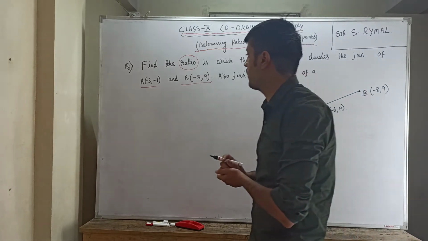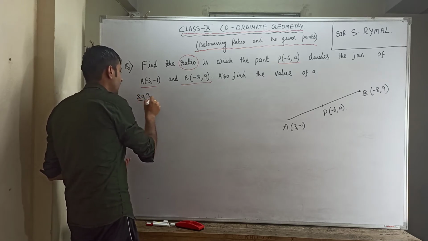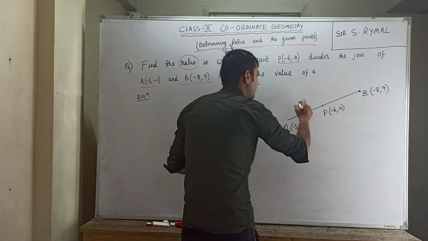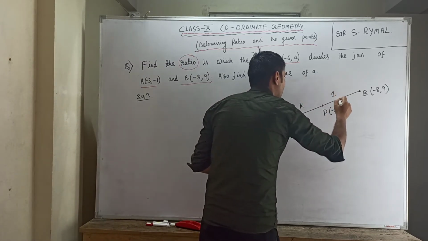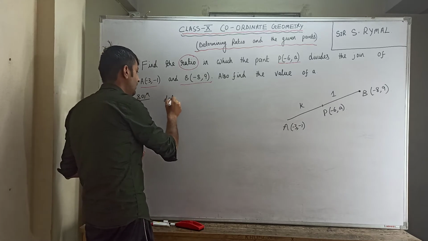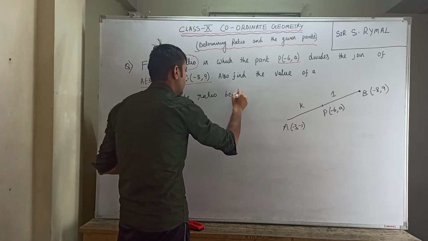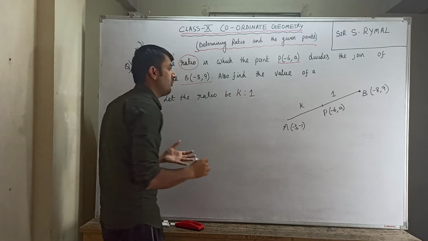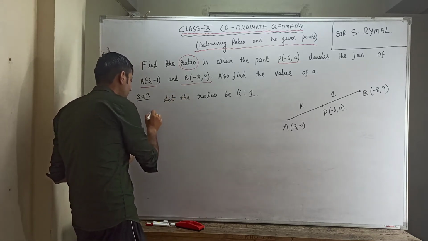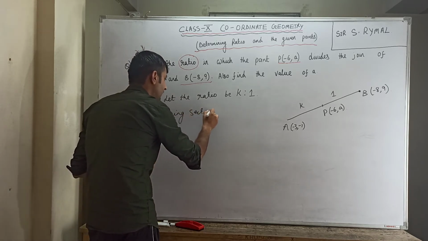This is also an application of the section formula. Solution. Now see, the ratio is not given. How to start? Always take the given ratio as k is to 1. So you start this way. Let the ratio be k is to 1. Then by using the section formula.